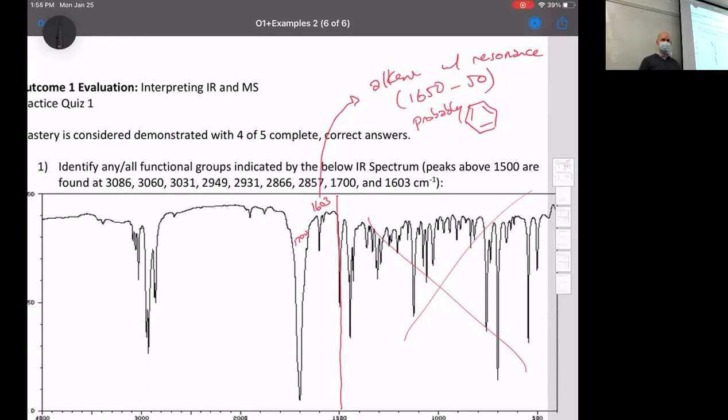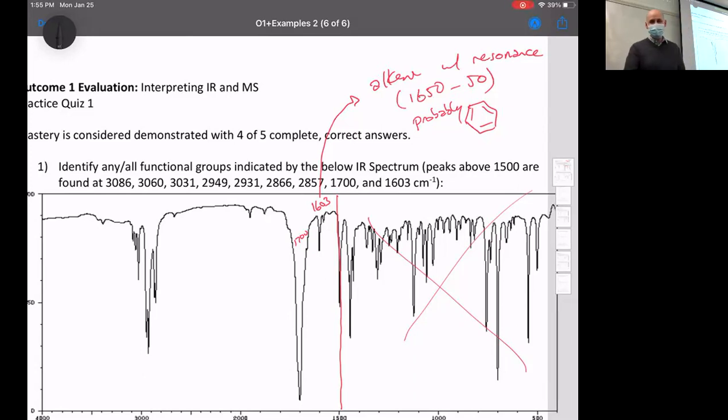Next we have this one at 1700. 1700 is really close to 1710. So what was 1710? Ketones or aldehydes or? There are those other carbonyl-containing ones. Yes, the carboxylic acid.